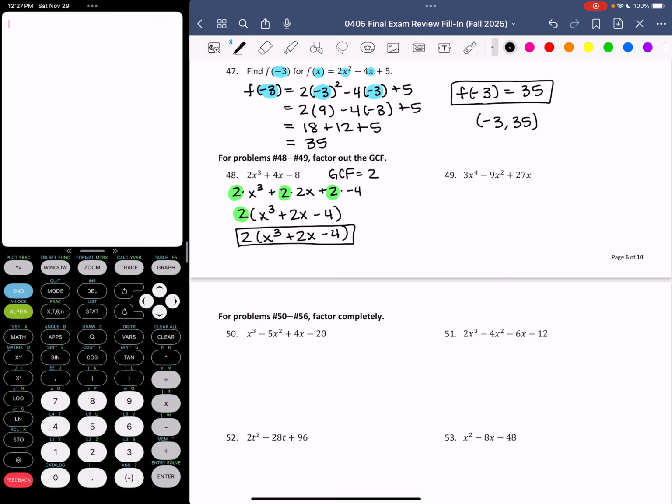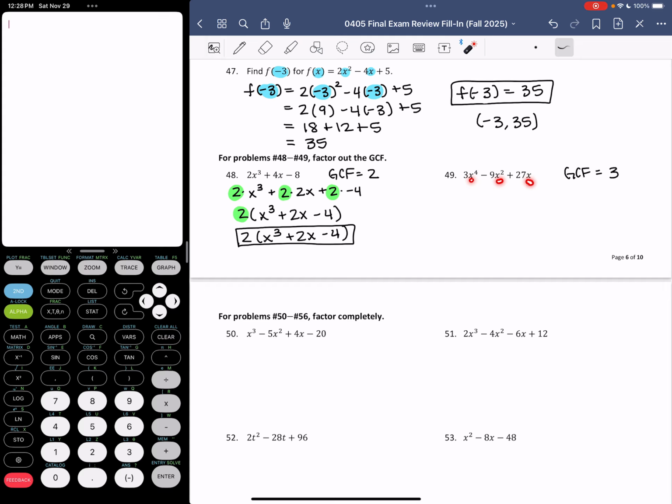Okay, 49. All right, looking again at just the numbers, I have 3, 9, and 27, and it looks like all of those can be divided by 3, so just the number part first. I know there's a 3. Now we're going to look at the variables. I have x to the 4th, x squared, and x. So they all have an x, which means x is going to be a part of my GCF.